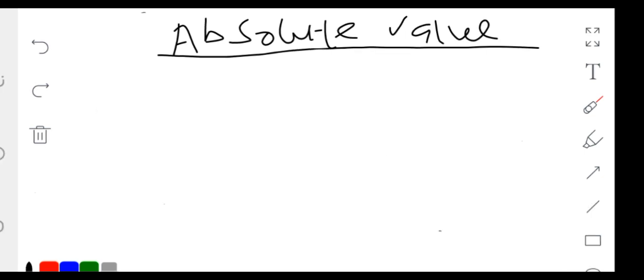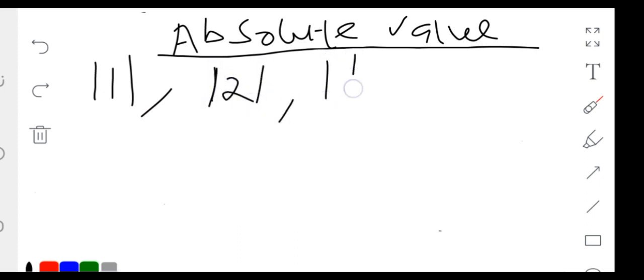Note that absolute value is represented with modulus. These two lines are what we call modulus. So it is represented with this modulus, written like this. So this is absolute value of 1, absolute value of 2, absolute value of 3. So that's how you're going to write it. So that's our absolute value.